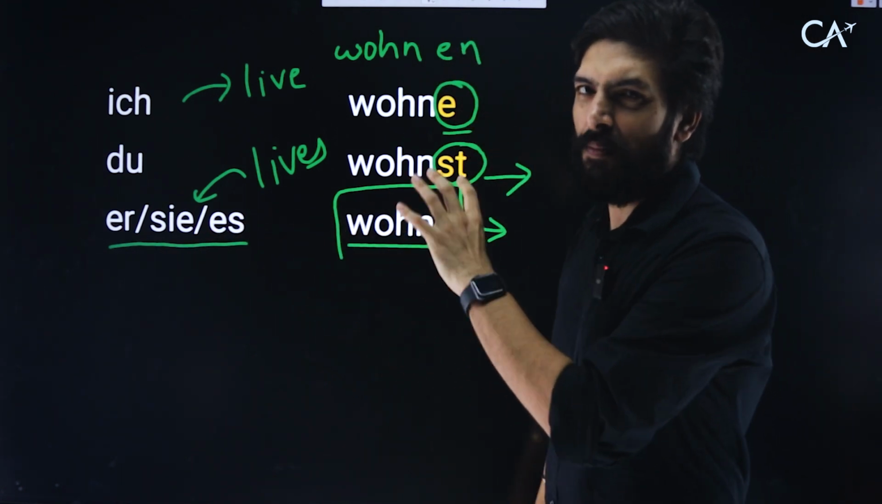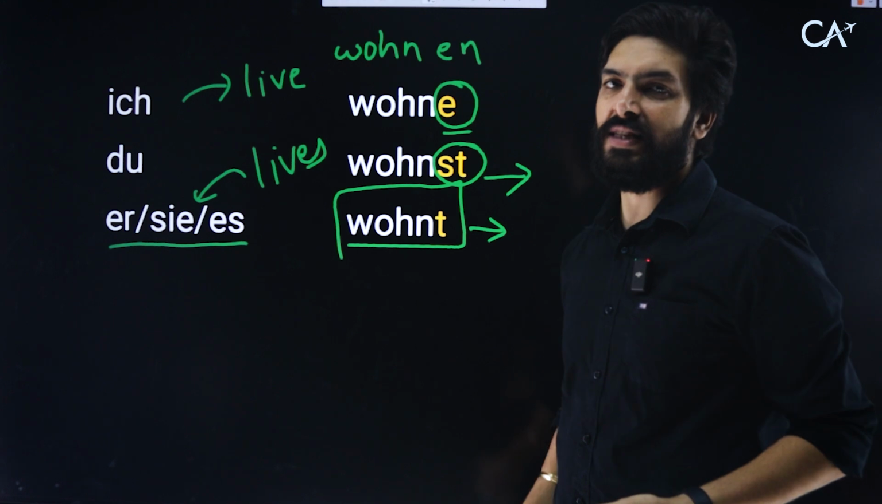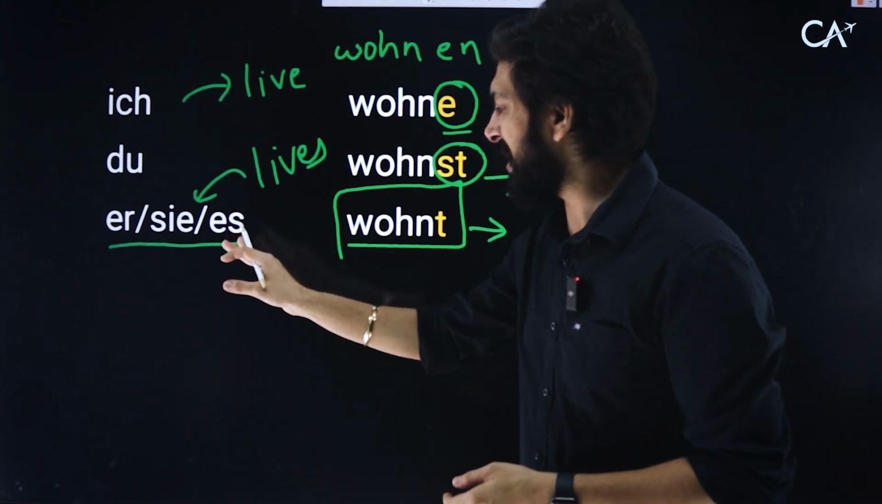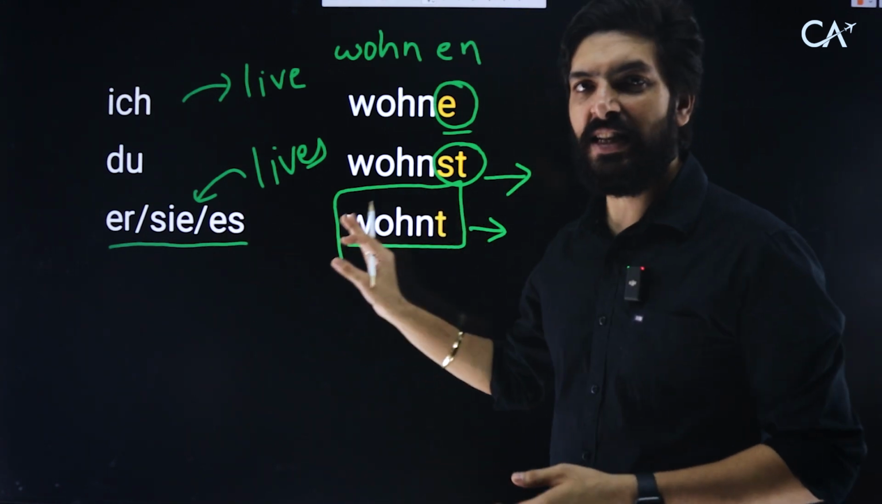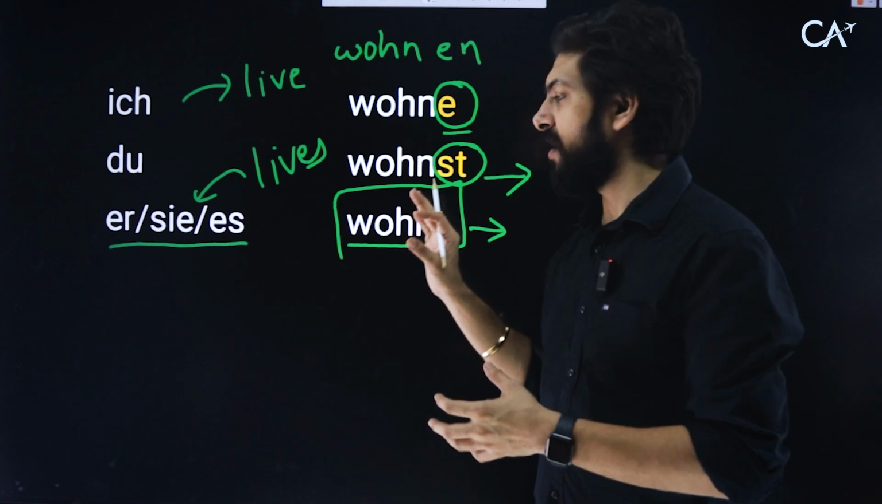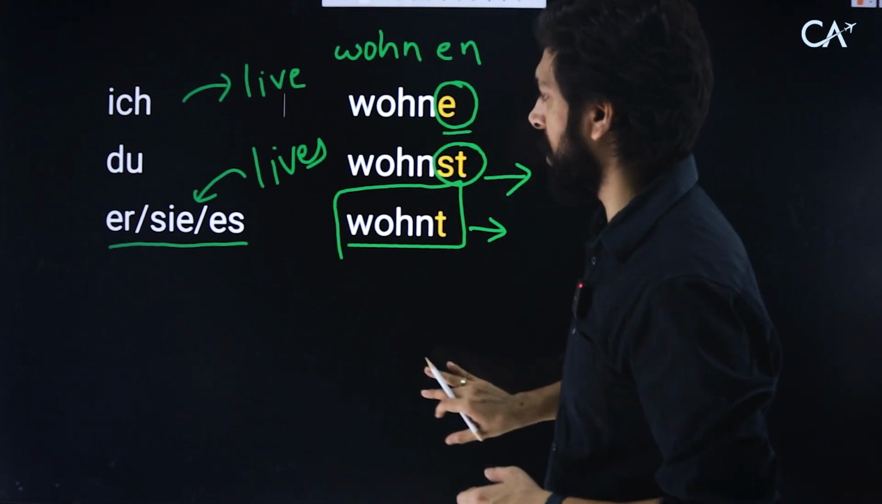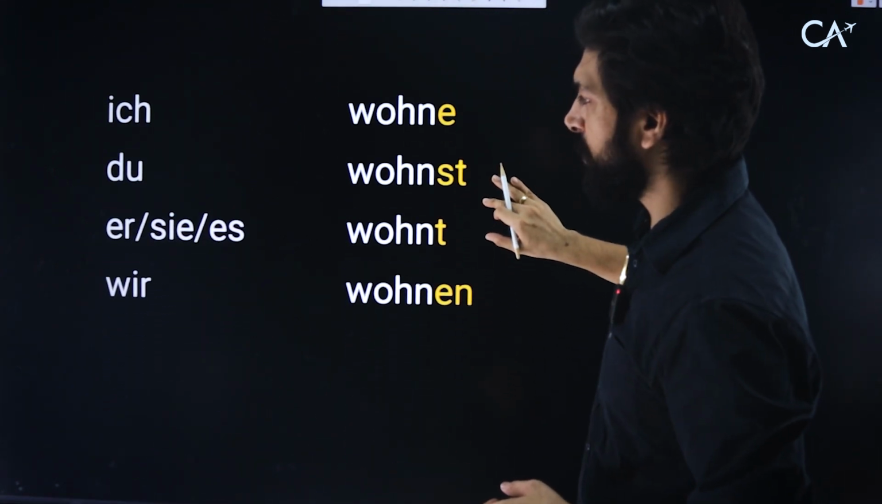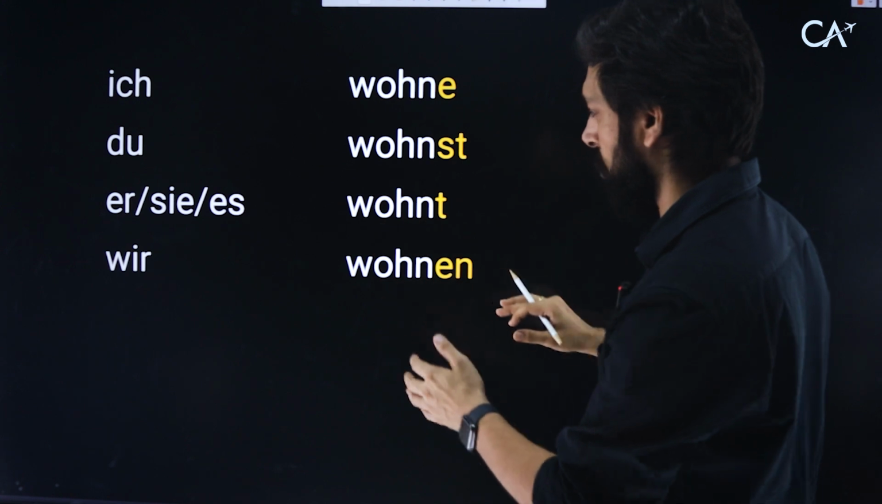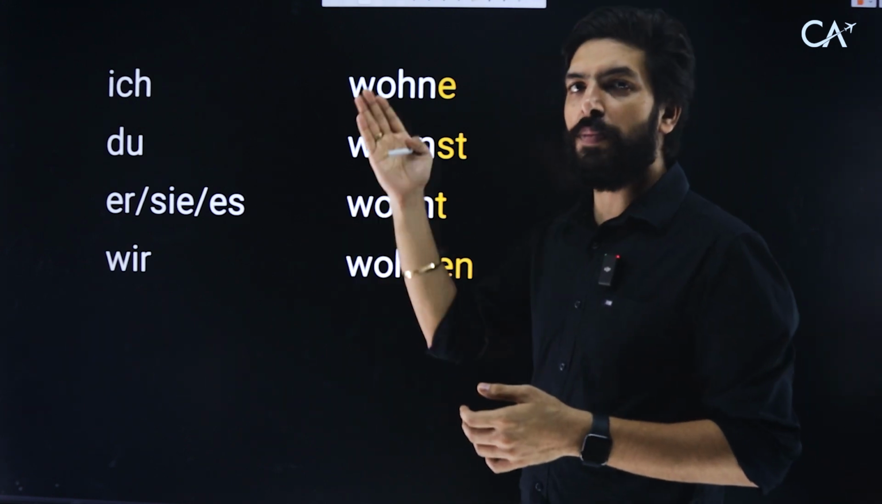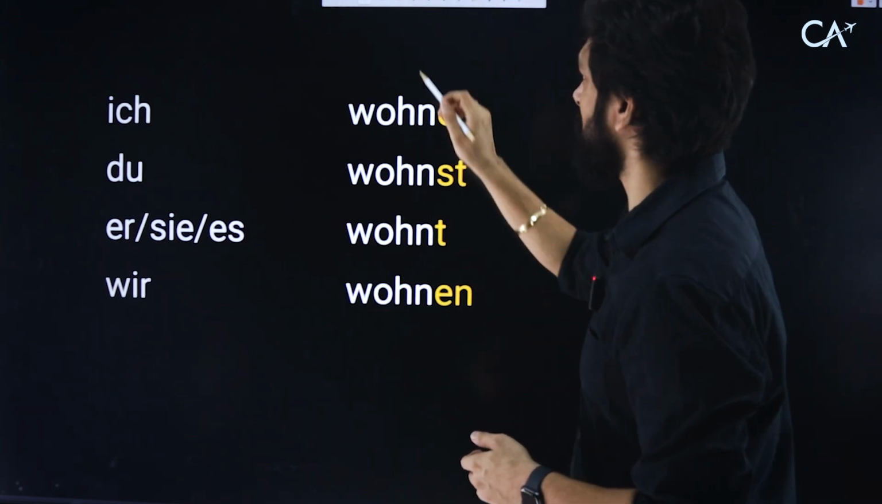It's not very simple compared to English, but this is what it is, right? Er, sie, es wohnt. Let's go with the next one. And the beautiful thing is that I'm keeping them all together, so that if you forgot the previous one, you can have a look at it as well.